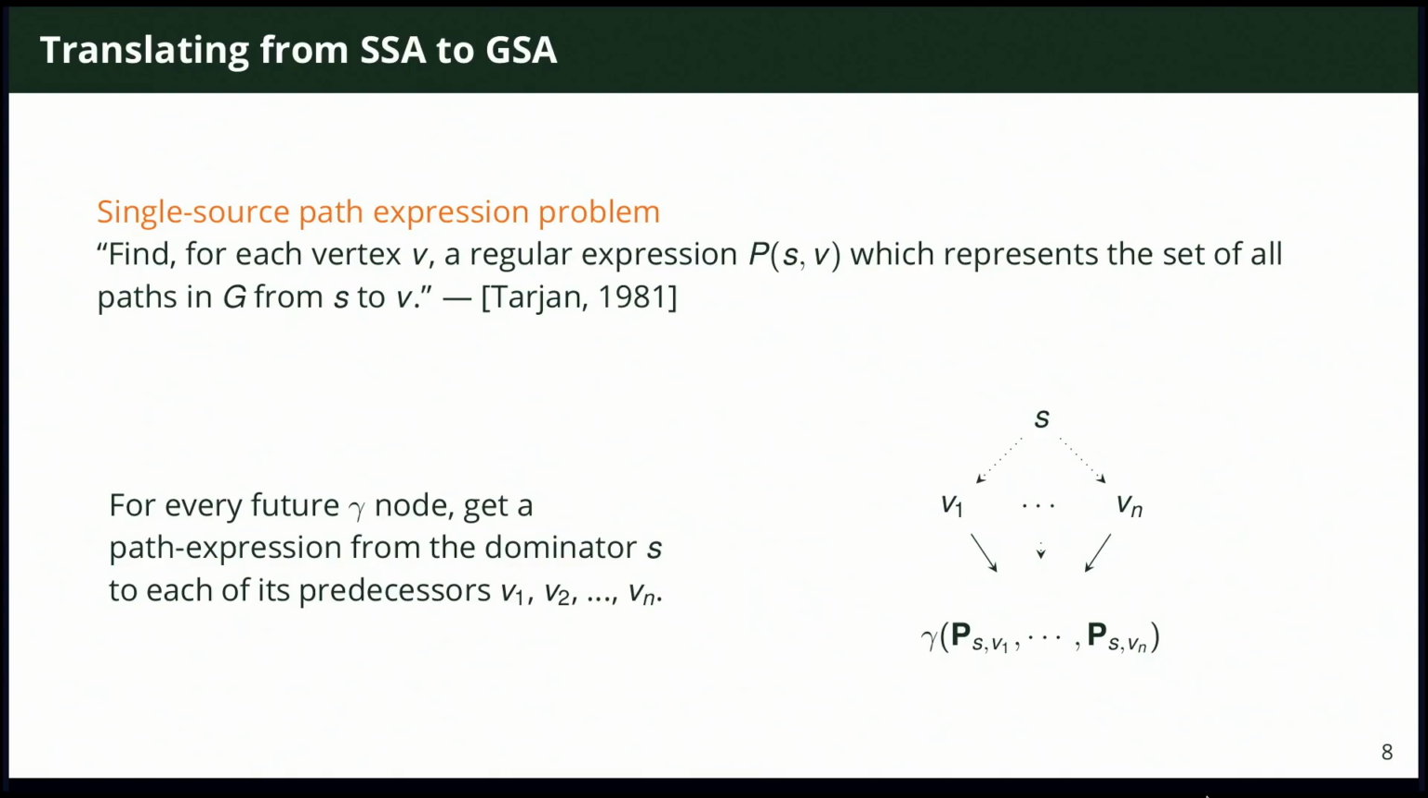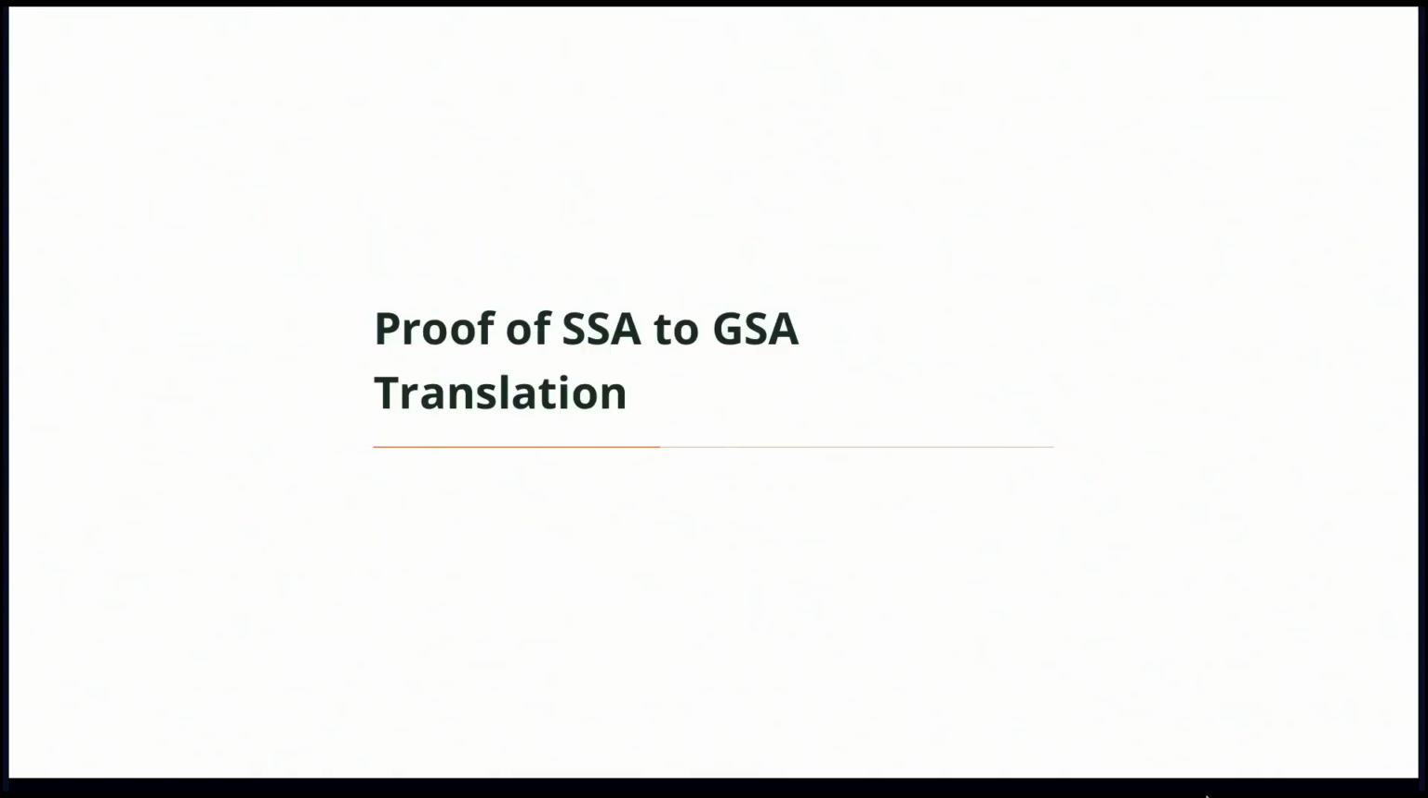We then run the single source path expression Tarjan's algorithm between S and all the predecessors of this gamma node. And these will then give all the predicates that we should pair with every register in that original phi function. So, for example, for the first one, the PSV1 will be a predicate that characterizes the paths between S and V1 and should therefore be true whenever you reach V1. And so that's the predicate you should use to select the variable. So now I'll explain the proof, but also give a better example of what these predicates look like.